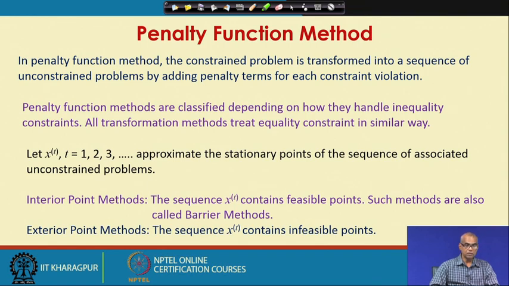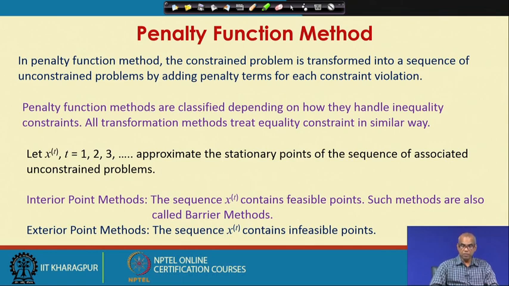Let us consider x^t, with t equal to 1, 2, 3, 4 etcetera, to approximate the stationary points of the sequence of associated unconstrained problems. We stated that a general nonlinear programming problem will be converted to a sequence of unconstrained problems by use of the penalty function approach. So, we consider x1, x2, x3, x4 as the stationary points for the sequence of these unconstrained problems.